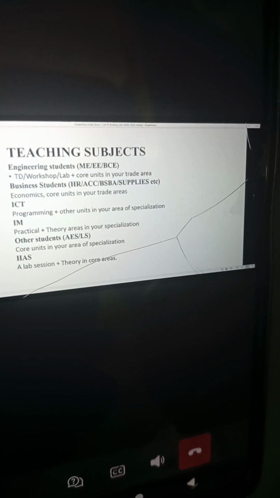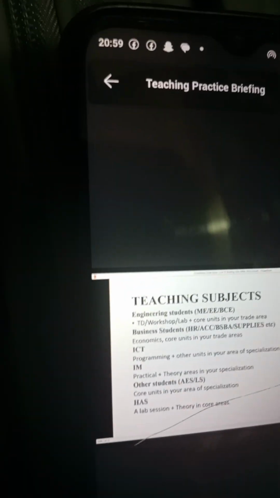Other students, agriculture, the liberal studies, that is the liberal and all that. Your core areas are in your area of specialization, agriculture, and the things to do with it.